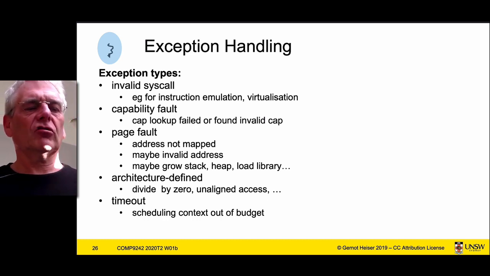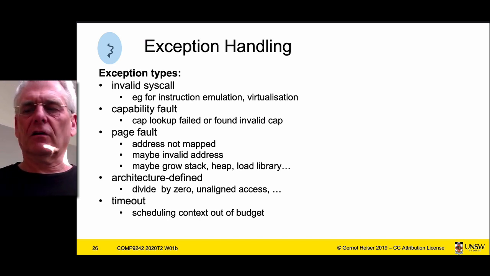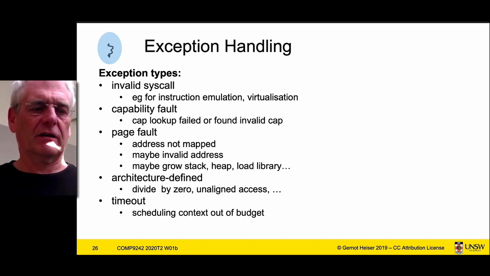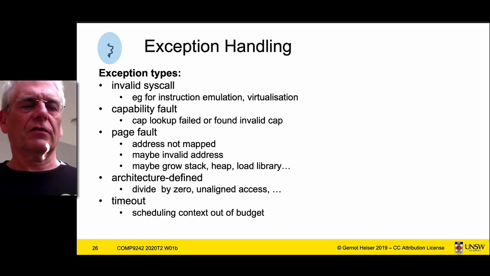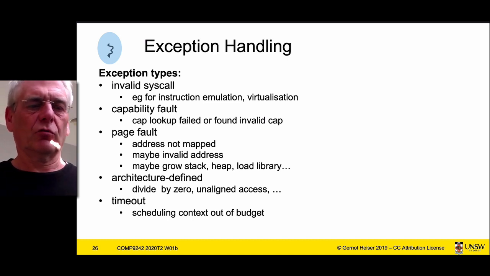And then there are architecture-defined exceptions. There are things like divide by 0, unaligned accesses, etc. And as it says, they're dependent on the architecture and are specified in the ISA of the relevant architecture. And then there's a timeout, and this is one that gets raised when you reach the end of your budget. That triggers a timeout exception.